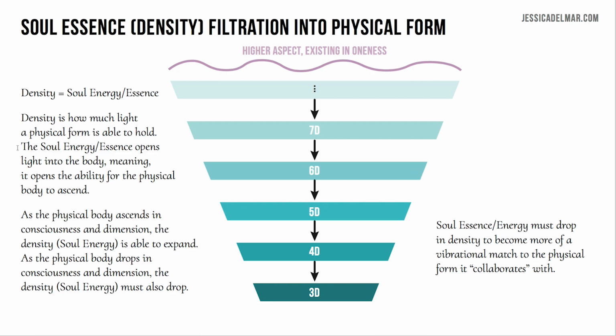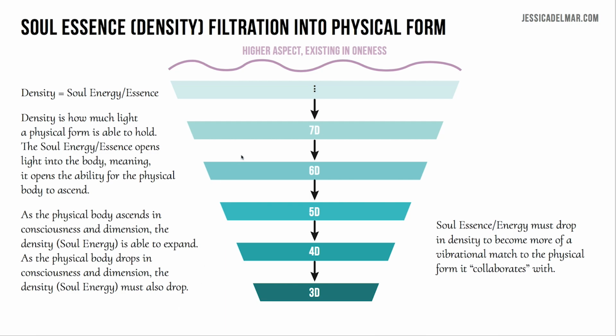The soul energy, or that soul essence, opens light into the body, meaning that it opens the ability for the physical body to ascend. In this way, as the physical body ascends in consciousness and dimension, the density, or that soul energy, is able to expand in order to bring more or open more light into the physical body. As the physical body drops in consciousness and dimension, the density, or that soul energy, must also drop.